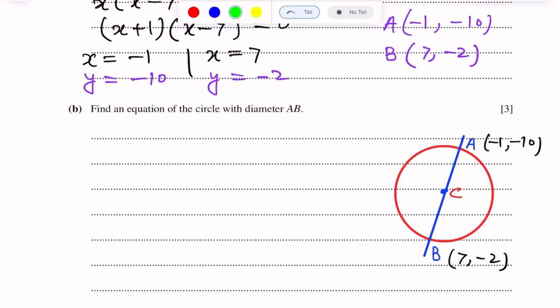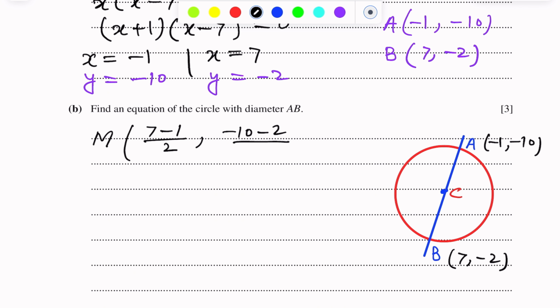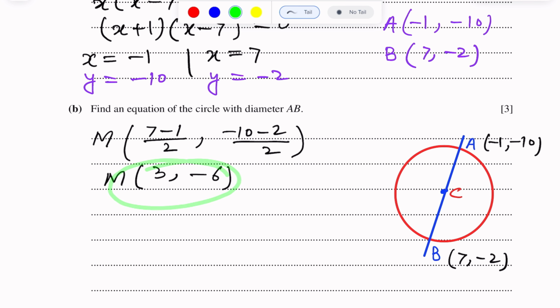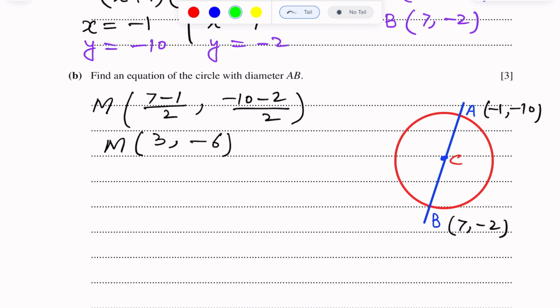The midpoint will be, adding x values, (7 − 1)/2, that is (x1 + x2)/2, and (y1 + y2)/2, (−10 − 2)/2. After simplifying, we get the midpoint (3, −6). Actually, the midpoint is the center of the circle. This means that we have found the center of the circle. Now we need the radius of the circle. The radius we can find easily. AC or BC is the radius of the circle.